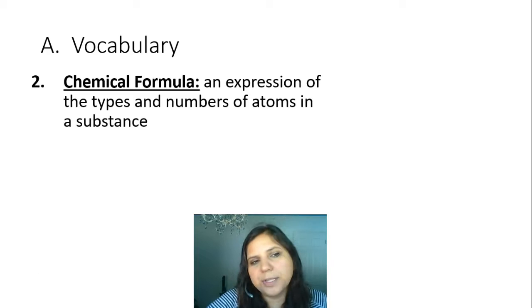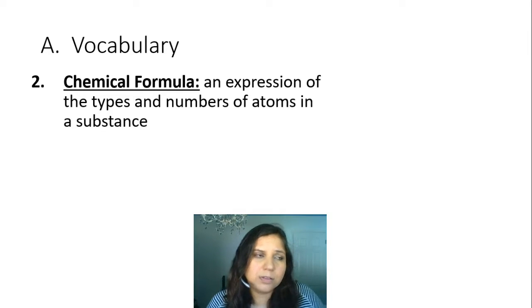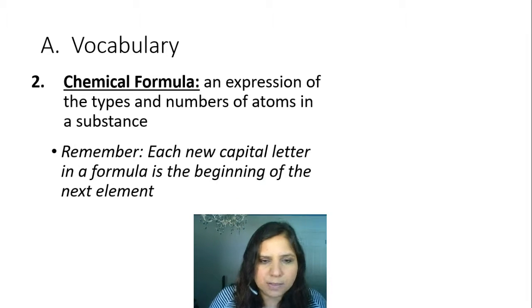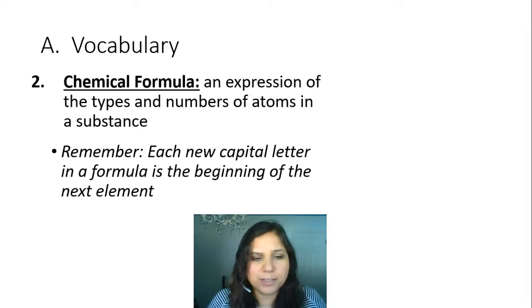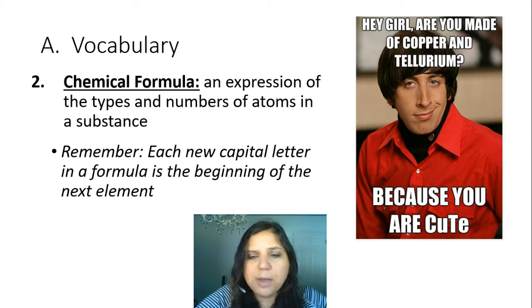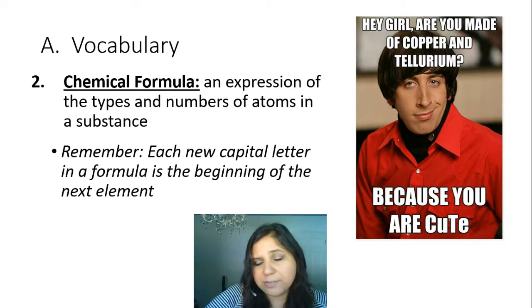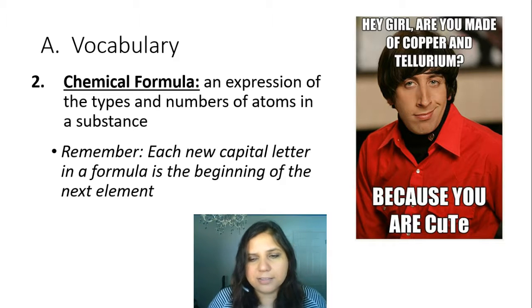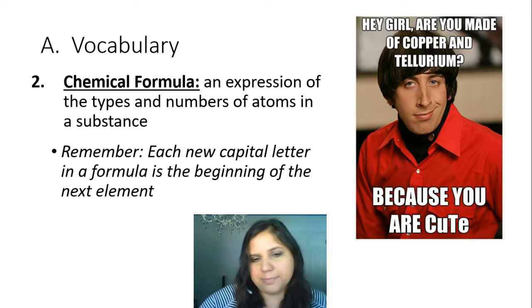Next word, chemical formula, and that's just a way to express which atoms are involved in a compound and how many of those atoms you have. You can tell how many atoms you have by looking at the number of capital letters in the formula. So for example, in this cute little joke, it says, "Hey girl, are you made of copper and tellurium? Because you are cute." You can tell cute, if it were a real chemical formula, it would have 2 elements in it because it has only 2 capital letters.